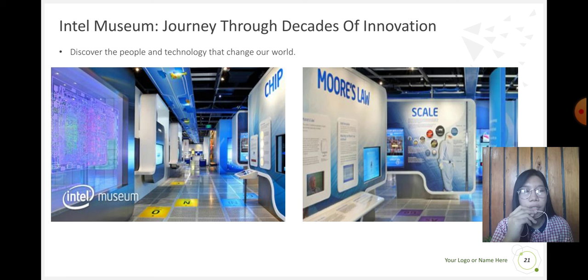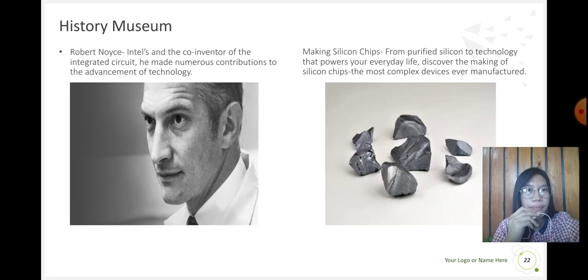And Intel Museum, journey through decades of innovation, discover the people of technology that changed our world. So, mao ni siya ang atuang museum sa Intel. Nadira tanan ang mga history and then innovation. Yeah. And then history of museum according to Robert Noyce, Intel's co-founder and co-inventor of the integrated circuit. He made numerous contributions to the advancement of technology.